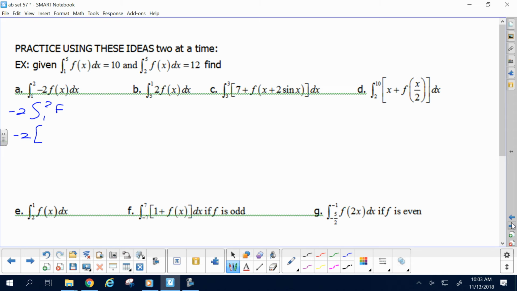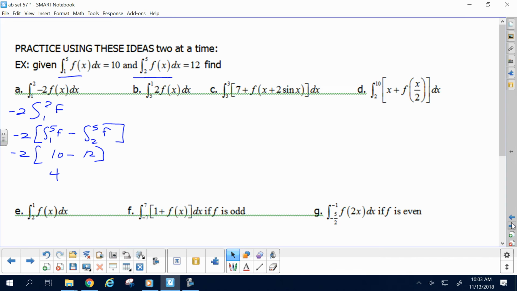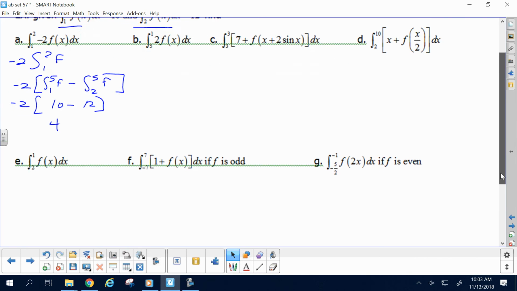And how could you get 1 to 2? Doing these two regions together, you could go 1 to 5, take away 2 to 5. So that would be something like -2 times 10 minus 12. So that would be +4. Yeah? I feel like you should try some of these on your own, and we'll go over them together.